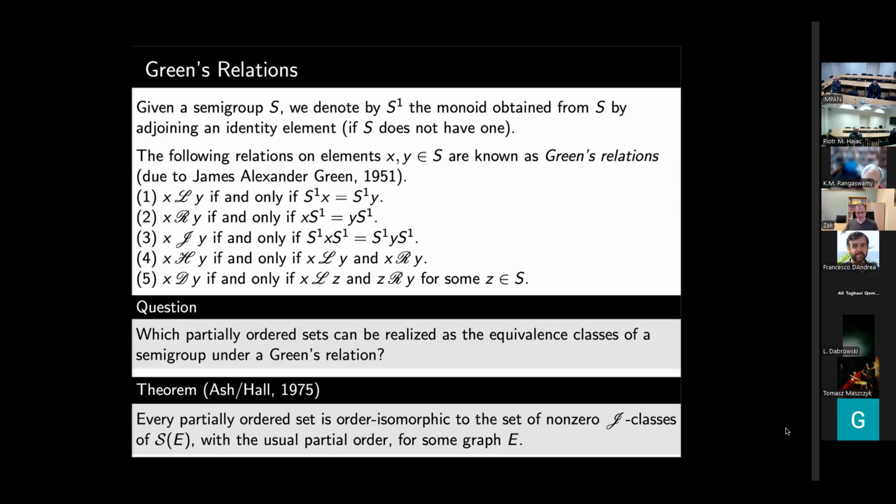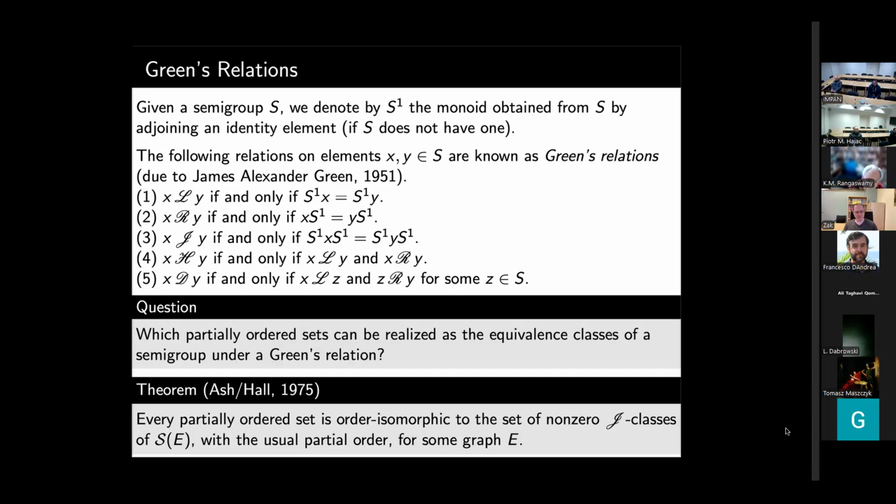Is it obvious that J is an equivalence relation? Yes, these are all equivalence relations. Of course it is. Each one breaks up a semigroup into equivalence classes, and these classes are partially ordered by set inclusion. And so you get some kind of partially ordered set. And it turns out that you can realize every partially ordered set as the J classes of a graph inverse semigroup, but you just have to throw out zero.